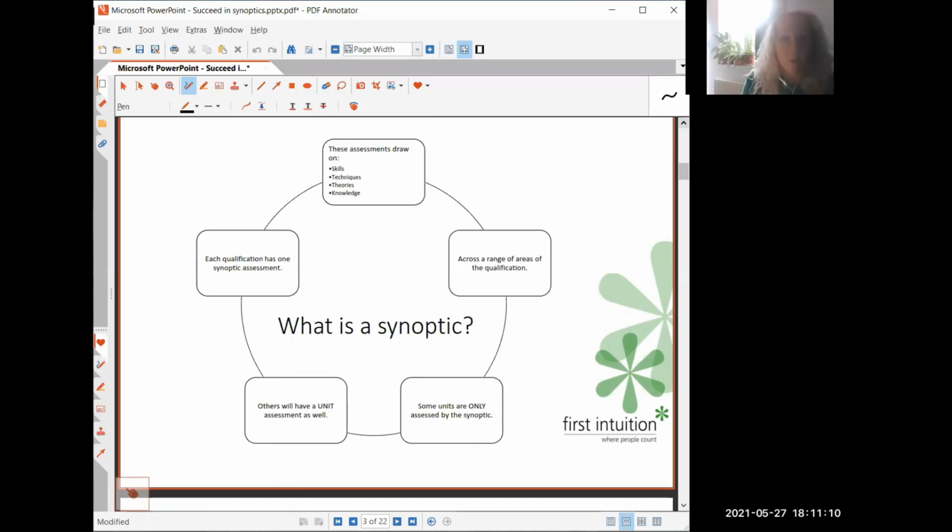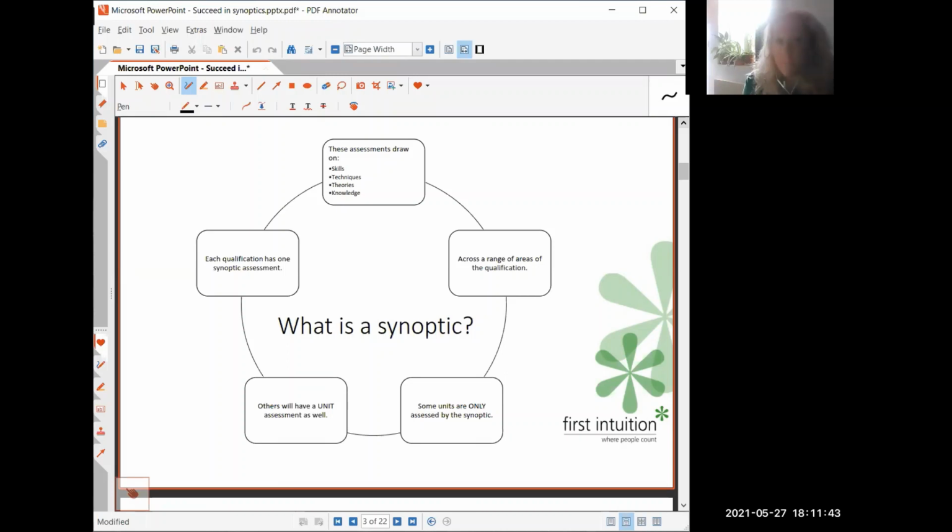With the AAT Synoptic Assessment, at each level you have one synoptic assessment, and it will test your knowledge on a number of units, but not necessarily all units at that level. So we'll look at what units get tested at each level in the Synoptic. Some of the units are only tested in the Synoptic assessment. Some of the units are tested in part in the Synoptic assessment, but they also have their own unit assessment.